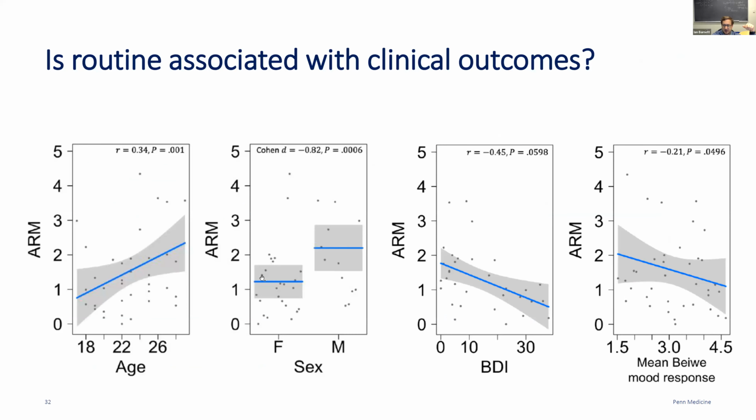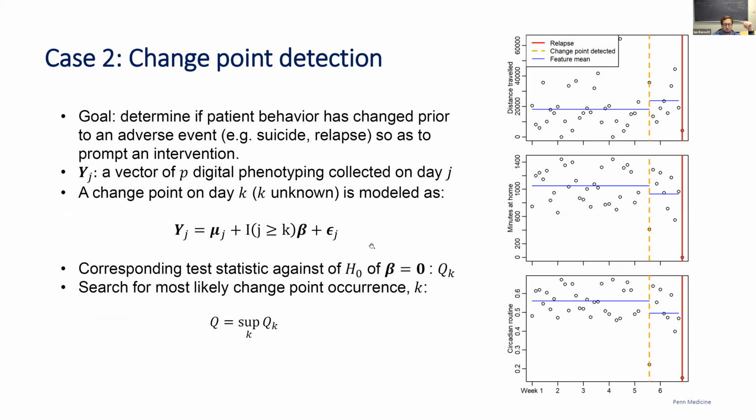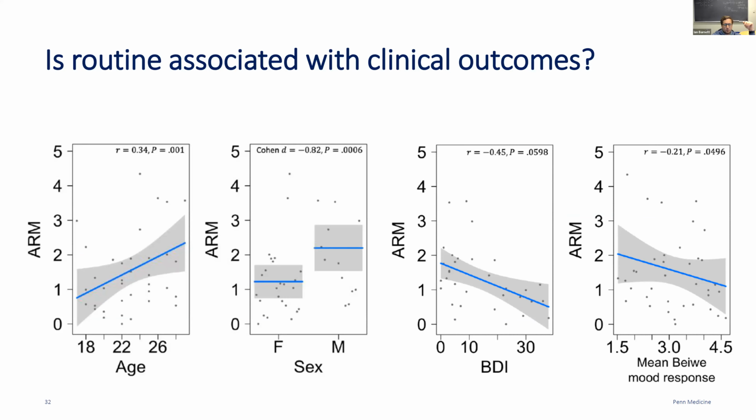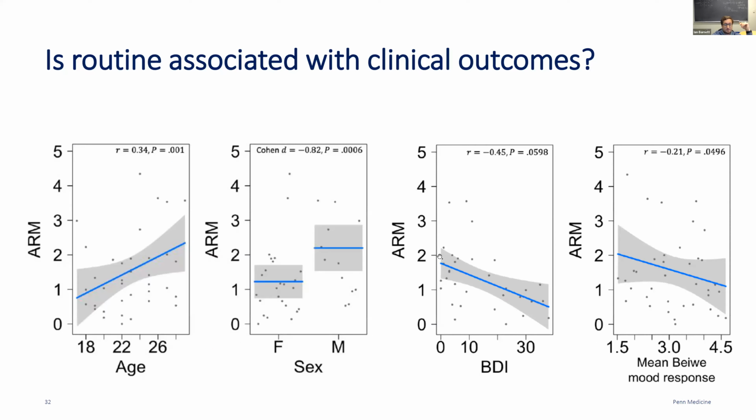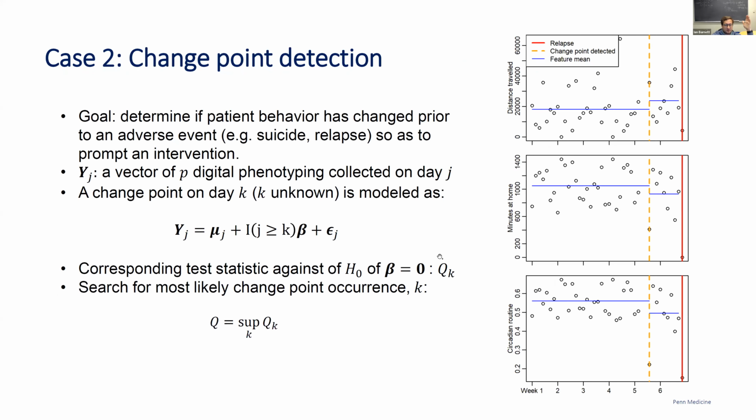There were some sex effects. There was some borderline association with self-report of mood, but really the power of the study was fairly weak because there were only 40 people involved. But there's probably a signal here. So this routine metric is related to a lot of demographic and some clinically relevant behaviors. We published this in JMIR Formative Research last year.